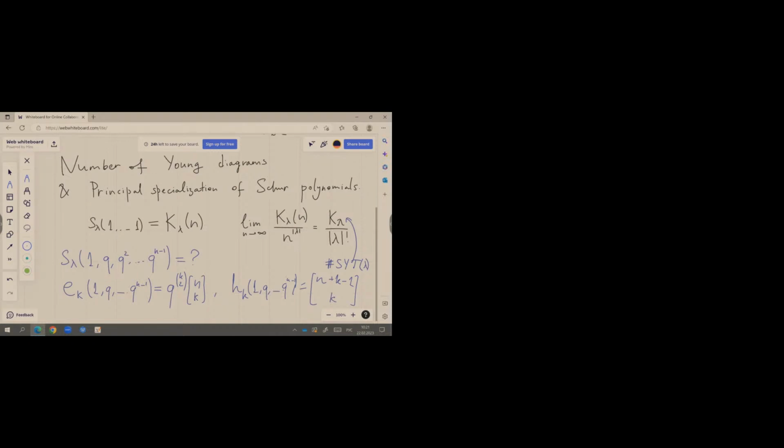So, the number of ways to put k apples into n boxes. In this case you're allowed to put at most one apple into each box, and in this case you're allowed to put any number of apples into a box. Right. Okay.